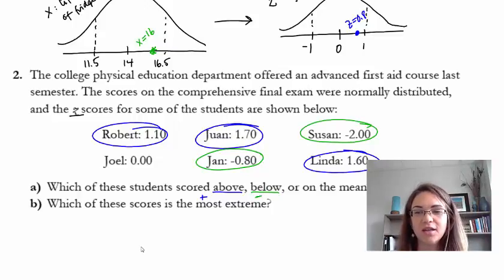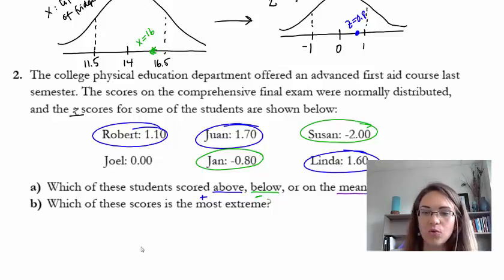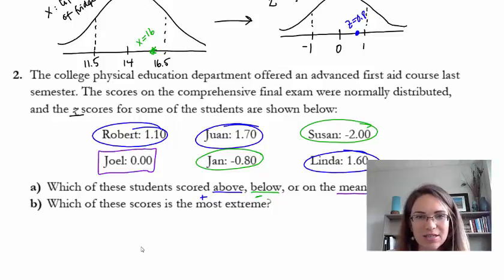That means that Jan was negative 0.8 standard deviations from the mean. Susan was negative 2 standard deviations from the mean. She was 2 standard deviations below the mean. Joel did not have a positive or negative value. He was scoring exactly on the mean. Not a score of 0, but a z-score of 0, means that he got the average value for that test.